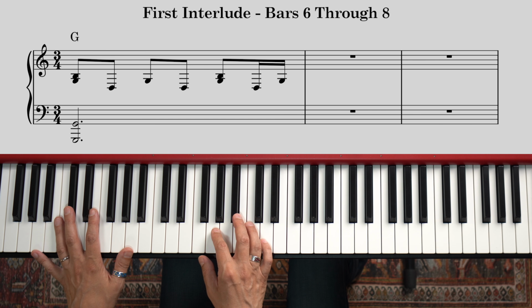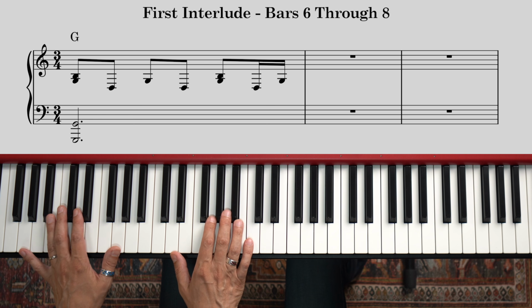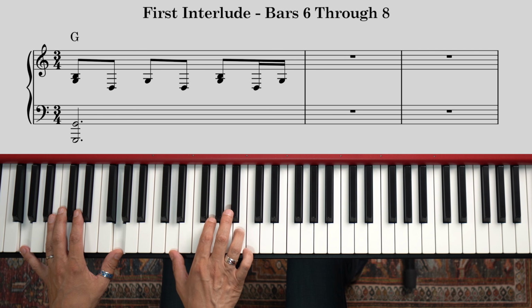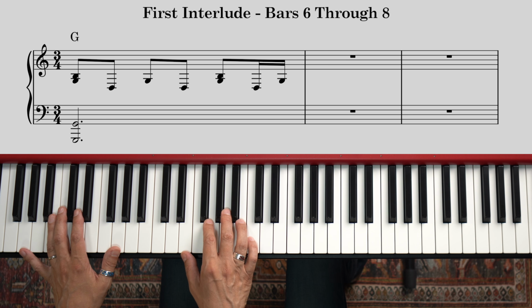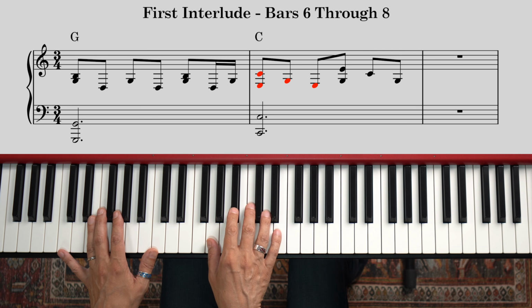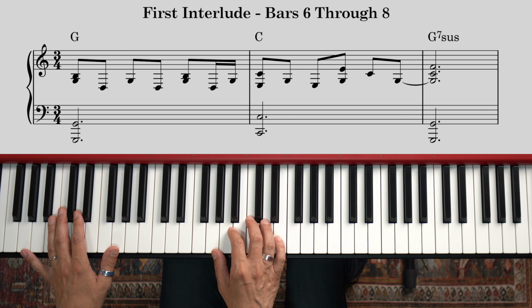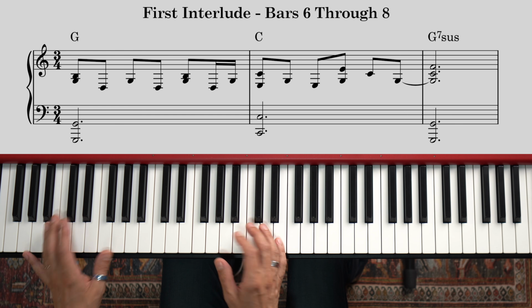In the last 3 bars of this section, we got G major with a second inversion right hand voicing, and that resolves to C, first in first inversion, then in second, and then he ends the whole interlude on a suspended 5 dominant chord with this beautiful chordal voicing.